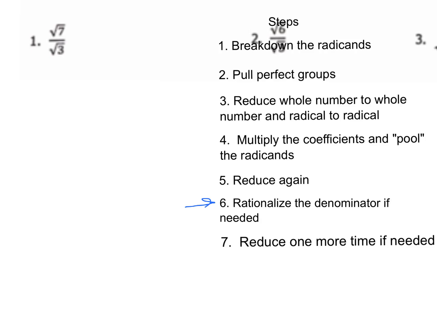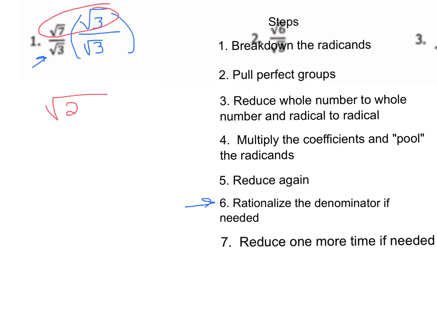Rationalizing the denominator. What we're basically going to do is create a perfect group on purpose to get rid of the radical in the denominator, because one rule is you cannot have radicals in the denominator of a fraction. So we are going to multiply top and bottom by radical 3, because that's what's going to create a perfect group for me. Okay? So we're going to multiply these together.